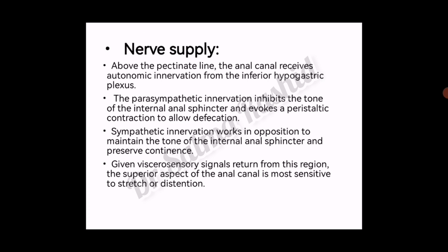Nerve supply. Above the pectinate line, the anal canal receives autonomic innervation from the inferior hypogastric plexus. The parasympathetic innervation inhibits the tone of the internal anal sphincter and evokes a peristaltic contraction to allow defecation, while the sympathetic innervation works in opposition to it and maintains the tone of the internal anal sphincter and preserves continence. Given the viscerosensory signal returned from this region, the superior aspect of the anal canal is more sensitive to stretch or distension.